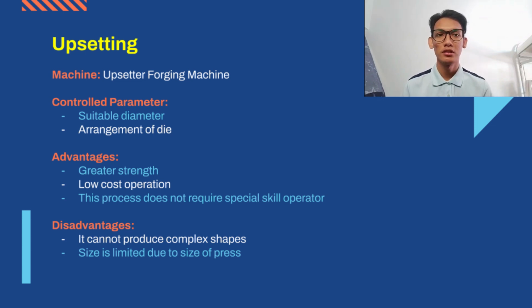The upsetter forging machine is used for this process. The control parameters are a suitable diameter and the arrangement of the die. The advantages are greater strength, low cost operation, and this process does not require a special skill operator. The disadvantages are that it cannot produce complex shapes, and size is limited due to the size of the press.